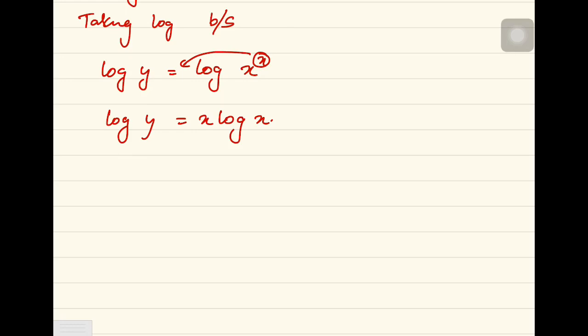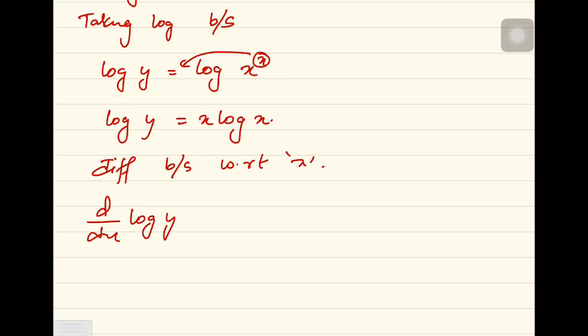Now what I can do is differentiate both sides with respect to x. I'll say differentiating both sides with respect to x. I will apply the operator. Okay, now this becomes d/dx of log y, and this becomes d/dx of x log x, correct everyone? Now this part you have to understand.